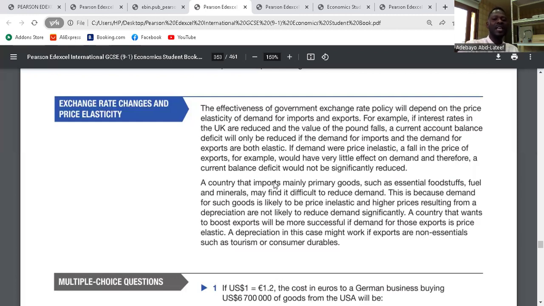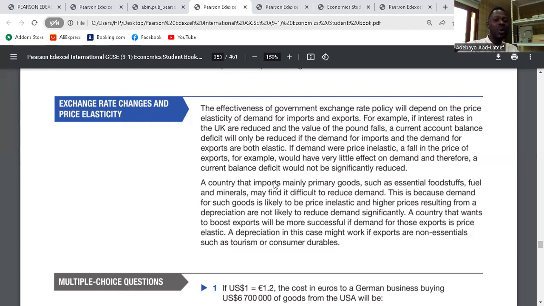So here they said a fall in the price of exports will only improve the balance of payments current account if the demand for that good is price elastic. Do you get it? If it is price inelastic, it will not have any significant change. But if the demand for that export is price elastic, it means a fall in price will definitely bring about a significant change in the quantity demanded for exports. Is it clear?